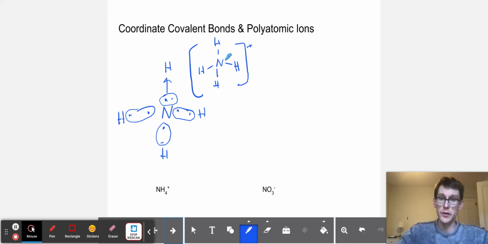So ultimately, the structure that you get, whether you use the coordinate covalent bond or not, you'll still get to the same place. But it is important to note that this is another perspective that you can use on bonding. I'm also going to show this out with the nitrate anion, NO3 minus.